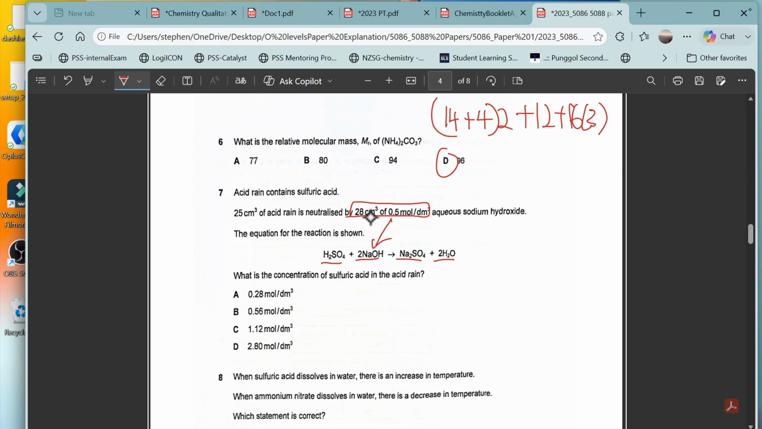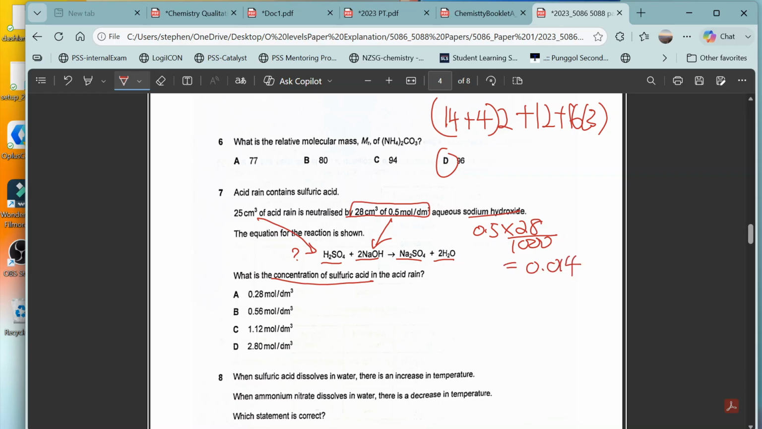So let me do it. Whenever you see such a thing, this is sodium hydroxide, and you need to find out something about this, in this case the concentration. Do not start to think complicated. It's not complicated. I'm given sodium hydroxide, and you need to find something about sulfuric acid. I always tell you, if you see this, you take 0.5 multiply by the volume. The volume is 28, divided by 1000. If you do that, you get the answer 0.014.